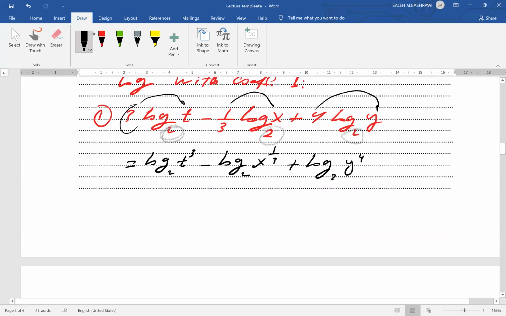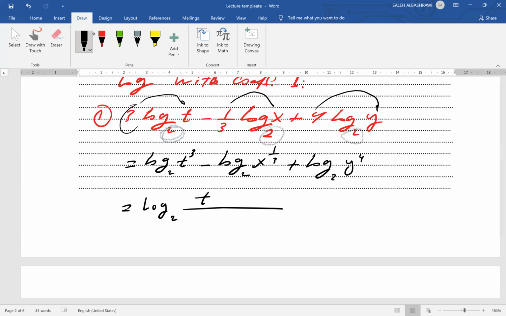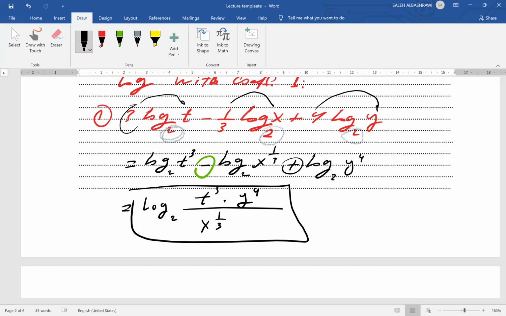Now, any positive means a product and any negative means division. So this will be written as a single logarithm with coefficient 1 of t to power 3. This is negative, it means this quantity will be down: x to power 1/3. This is positive, means it will be up: y to power 4. So this is the idea of writing an expression as a single logarithm. Single logarithm means we will have only one log, and the quantity will be there as a product or division.